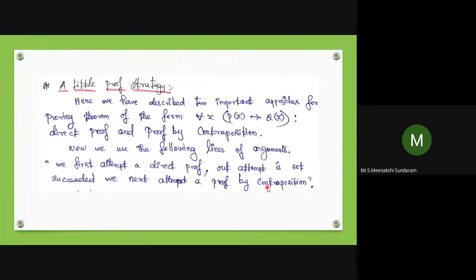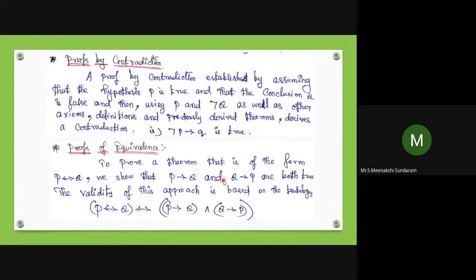Next, attempt a proof by contraposition. That is a little proof strategy. First you can try a direct proof. Then we go for a contraposition proof. Next, proof by contradiction. This is also under the heading of indirect proof. Under the indirect proof heading, there are two things.